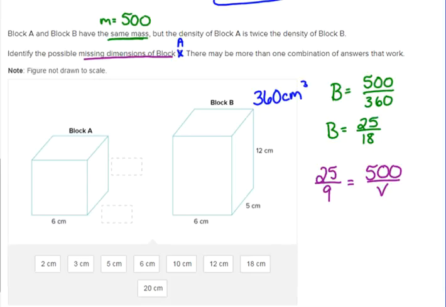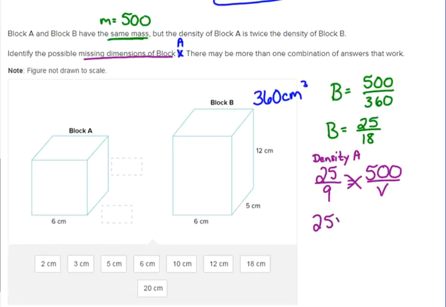Okay, so this was the density of A. The mass is the same as the mass of B, so we just used 500 for both of those. We don't know its volume. Now, what can we do when we have a fraction equal to another fraction? How can we solve it? Cross multiply, okay? Fraction equal to a fraction, we can cross multiply to solve. Cross multiply and then divide.